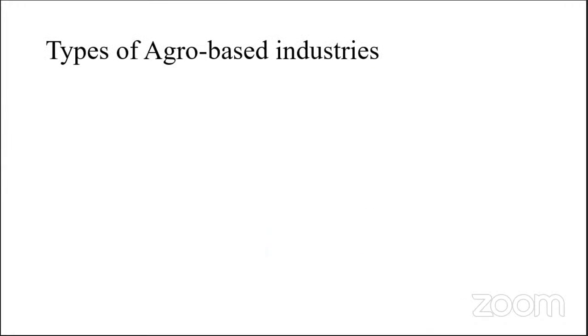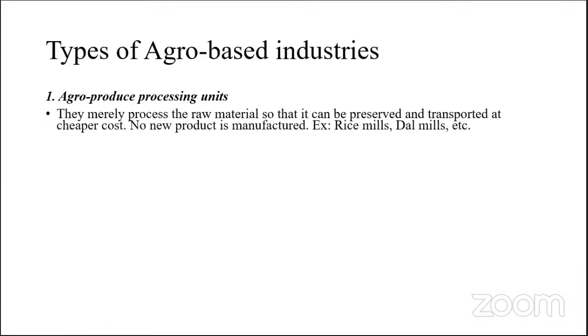In between, what are all the activities to be considered in order to give the best product to the end customer. So what are the different types of agro-based industries? The first is agro-produce processing units, where the existing raw material is converted into product by means of transportation or storage at cheaper cost, where a new product is not manufactured. Rice mills, dal mills, etc.